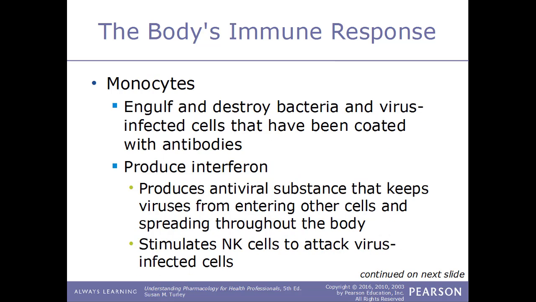Another type of white blood cells are the monocytes, and these are the largest white blood cells. These will engulf and destroy bacteria and virus-infected cells that have been coated with antibodies. And monocytes also will produce interferon. Now, interferon will produce an antiviral substance that keeps viruses from entering other cells and from spreading throughout the body. And this will also stimulate natural killer cells to attack the virus-infected cells.